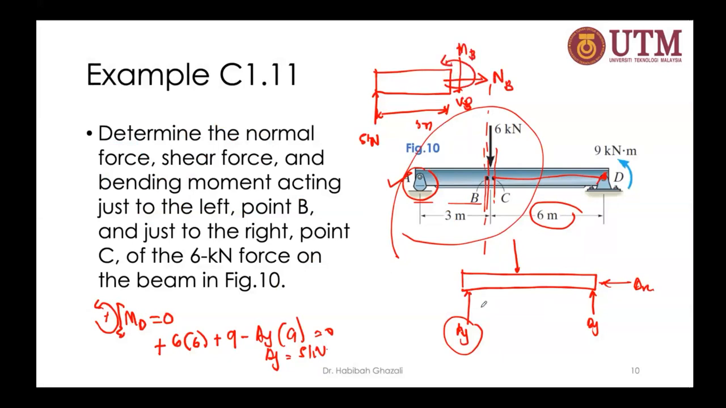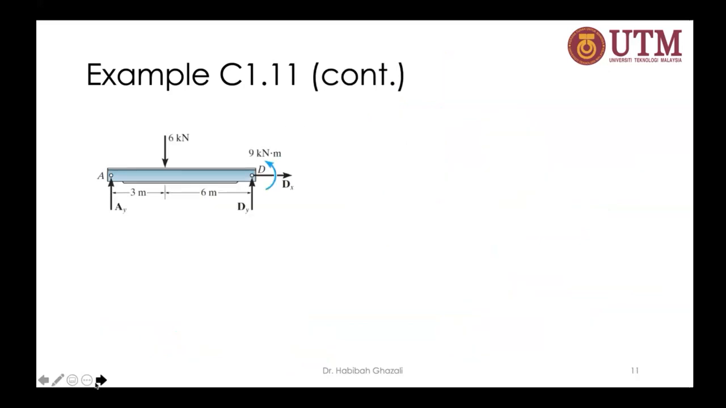And you solve this with static equilibrium equations as well. Now we have 3 unknowns, and we have 3 static equilibrium equations. Do it as usual. Okay, so this is the free body diagram just then. 3 meter, and B, VB, and then MB. I have AY equals 5 kilonewton.